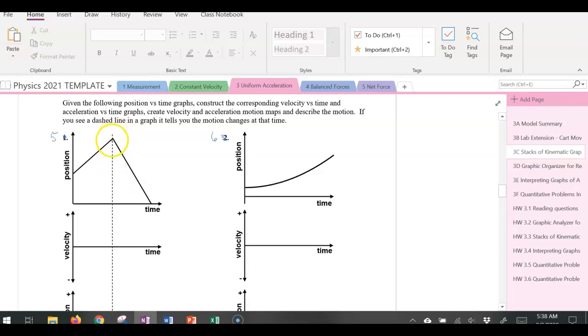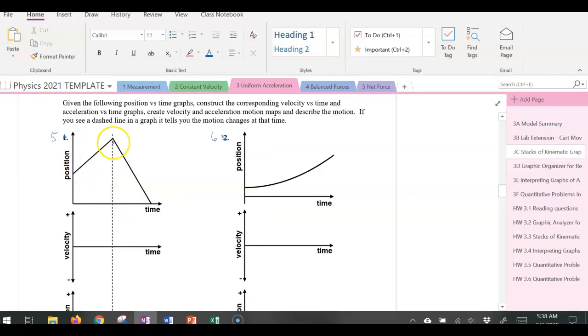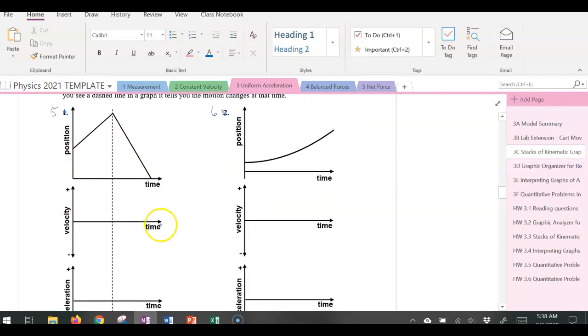Here, where this dashed line is, it turns around and it moves in the negative direction now at a faster speed. I know it's faster because the slope of this negative line is steeper than the slope of this original line. Okay, so let's show the velocity versus time graph.